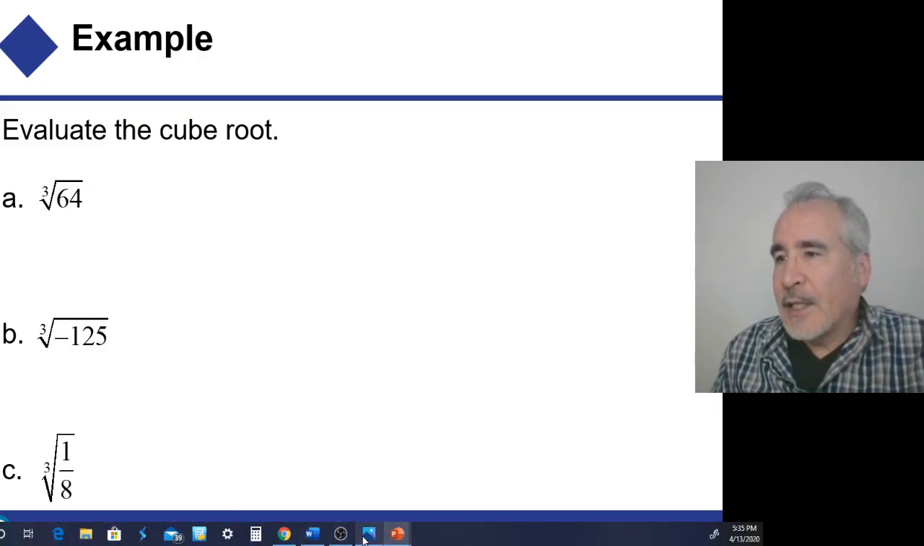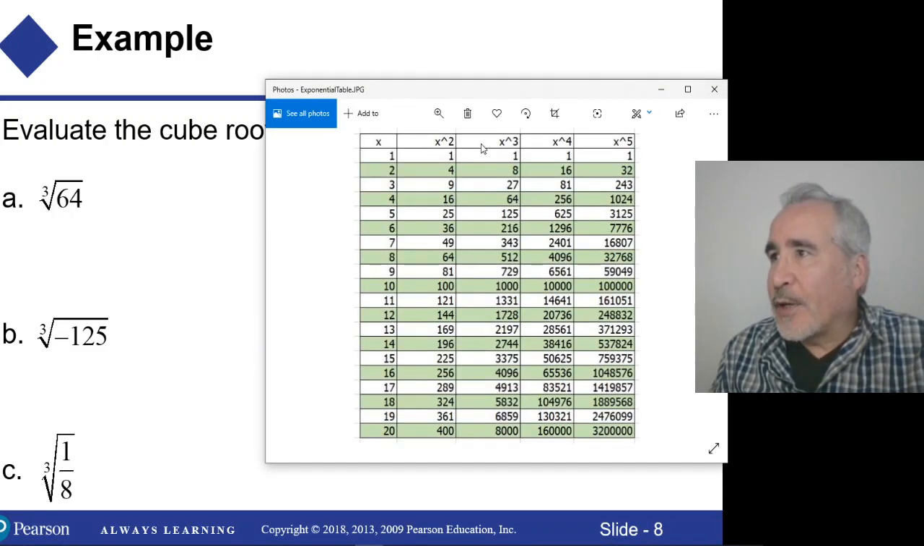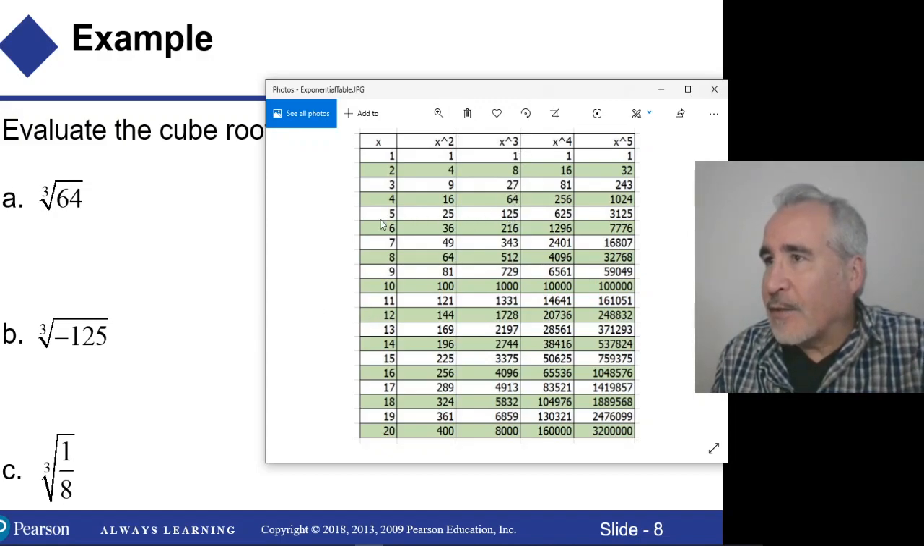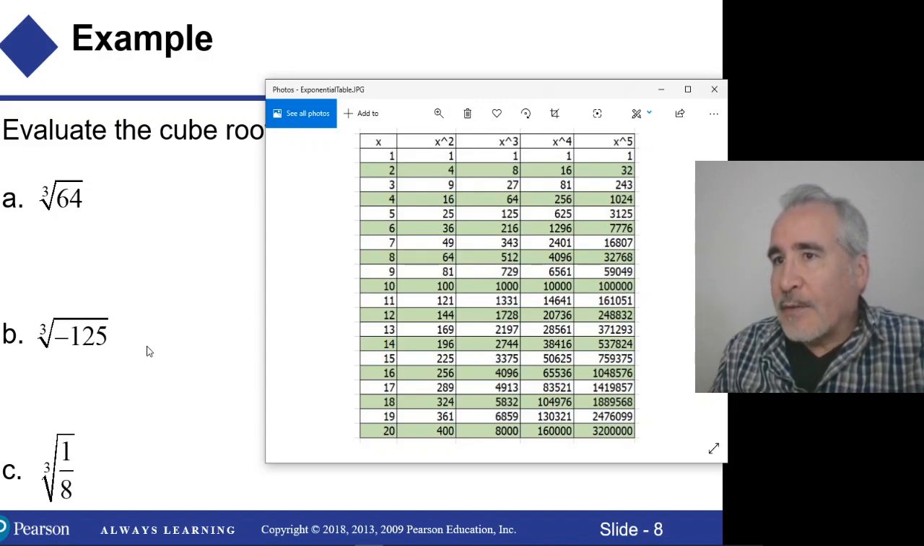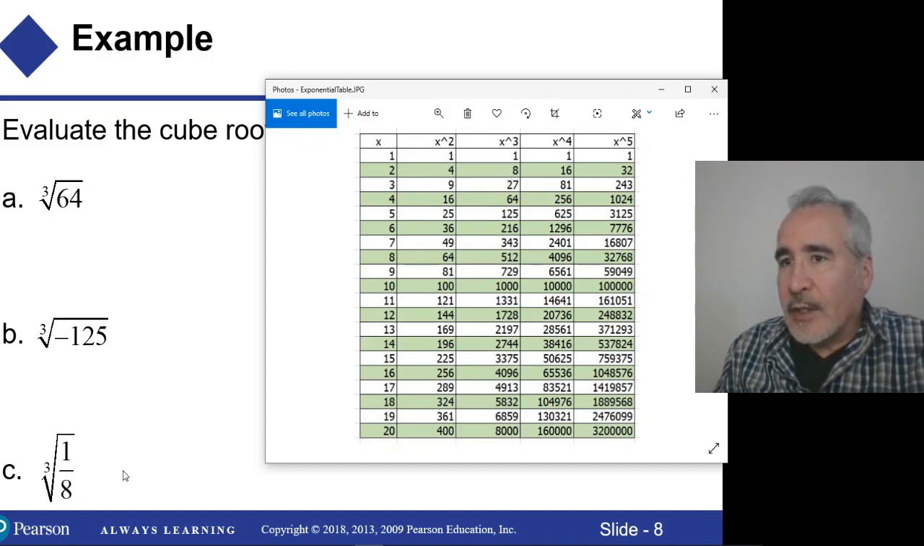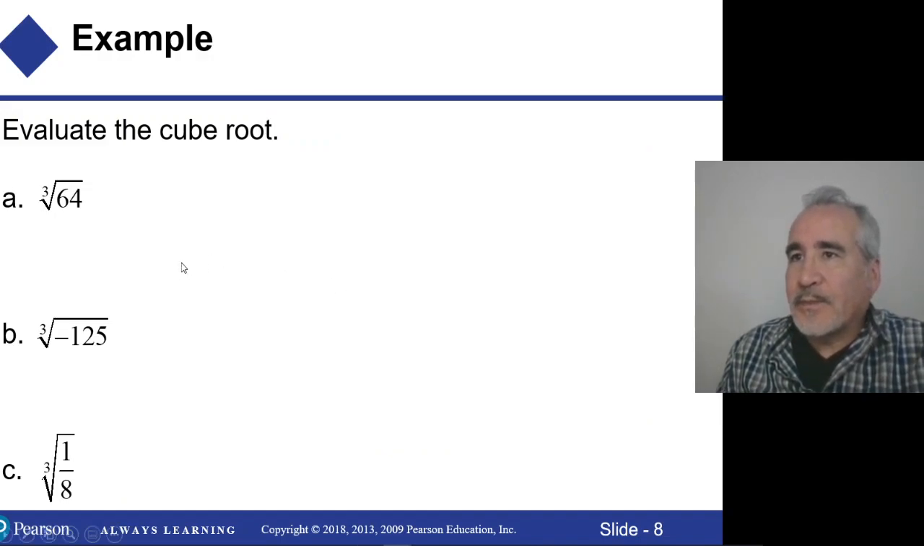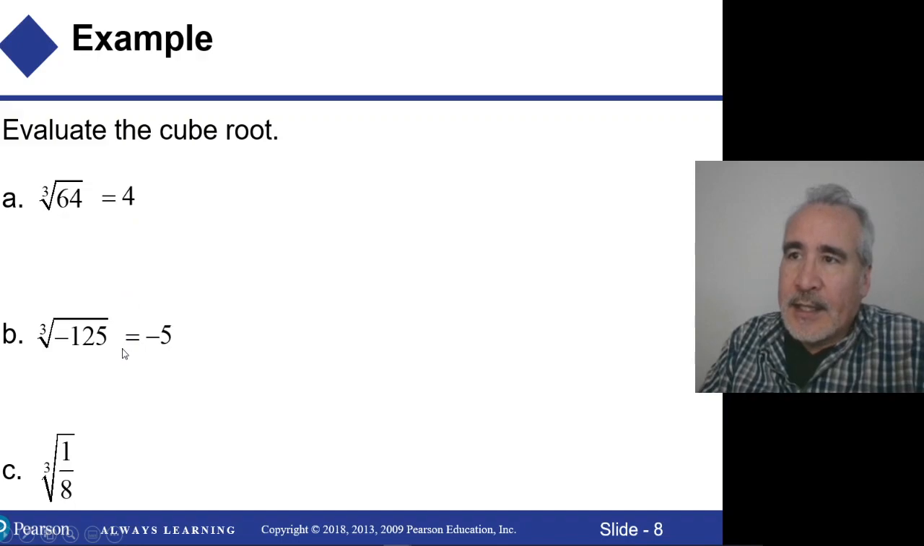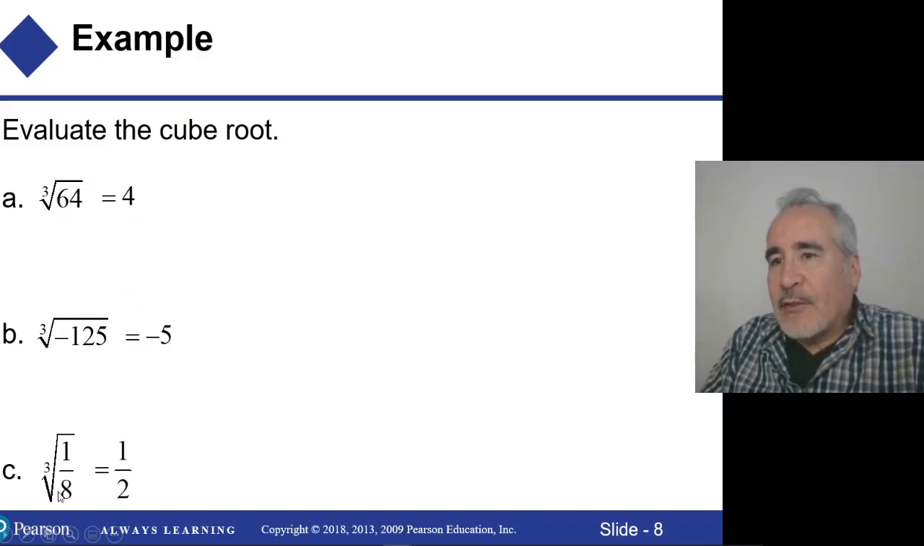So again, we look here. 64, and again we're looking for a cube root. So what cubed is 64? That's 4. So the answer here will be 4. Negative 125. Well, what cubed value gives us 125? That's 5. So negative 125 will give us negative 5, and then 1/8. The cube root of 8 is 2, so this is going to be 1/2. Again, it's looking at this chart here. So that's 4, just as we said. That's negative 5, just as we said. And that's 1/2, just as we said, because 2 times 2 times 2 is 8.